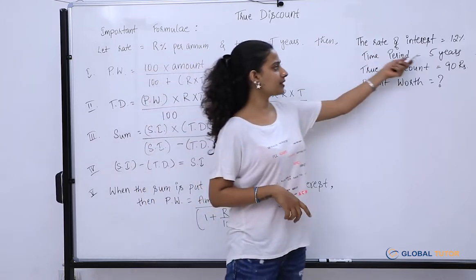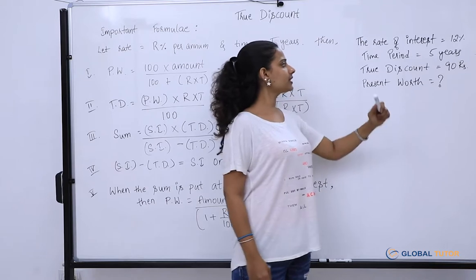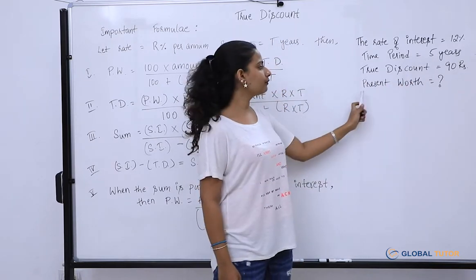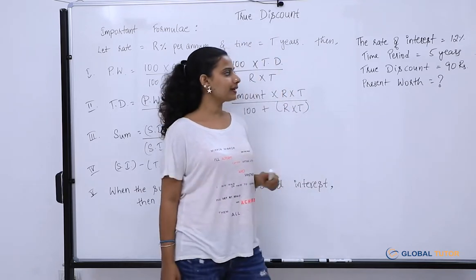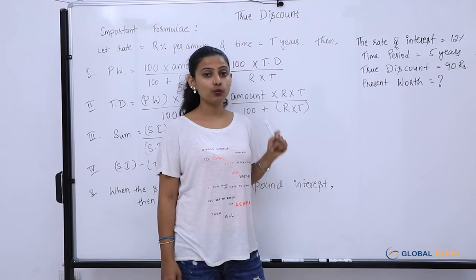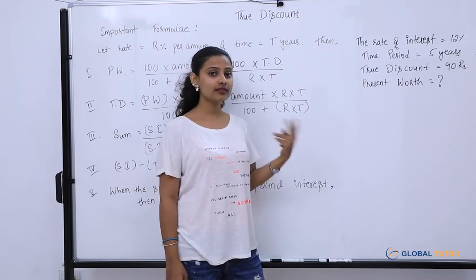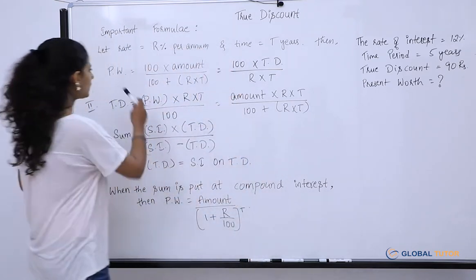The rate of interest is 12%, time period is 5 years, true discount is 90 rupees and we want to find out the present worth. We know that for present worth there are two formulas. One, if you know the true discount, how to find out present worth. The second one is that if you know the sum amount. So we have two formulas.